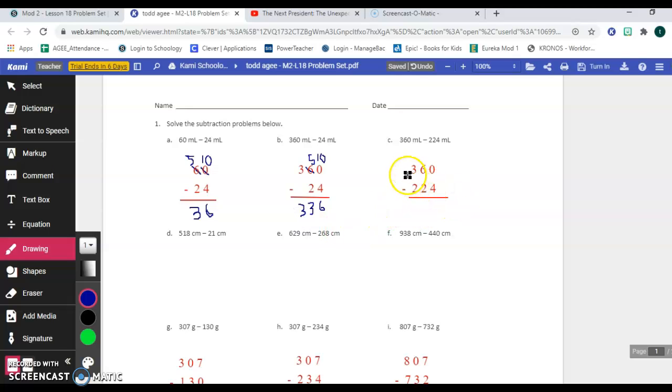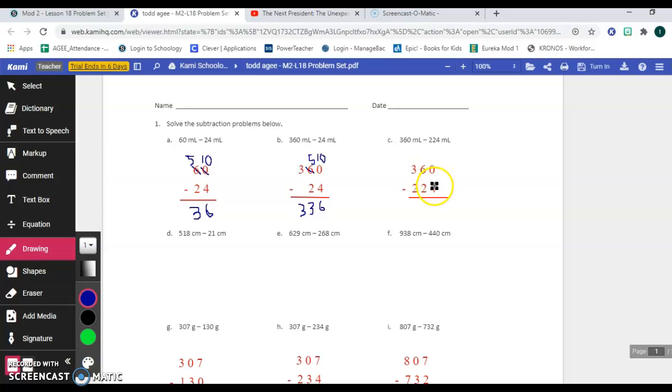Okay, so now I have a related problem, 360 minus 224. So I did 60 minus 24, 360 minus 24, and now I'm sticking 200 more into the number I'm taking away. So it's the same basic thing. I'm going to end up with 3 in the tens place and 6 in the ones place, and now 3 minus 2 is going to give me 1. So I should end up with 136, but I have to do the same process.